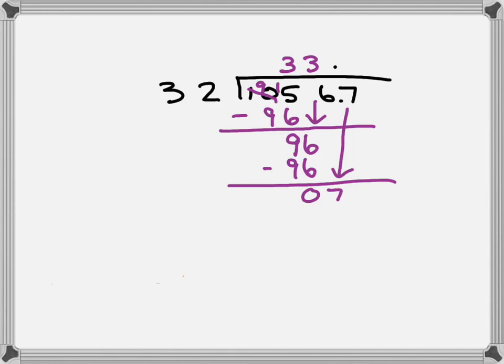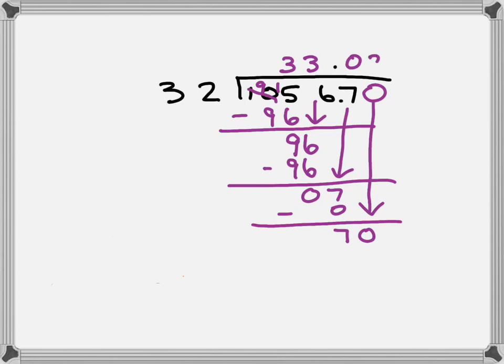32 into 7, 0 times. 0 times 32, 0. 7 minus 0 is 7. Let's put a 0 on yet. We can continue to 3 decimal places. 32 into 70, we can estimate 2 times. 2 times 2 is 4, and 2 times 3 is 6. 10 minus 4 is 6.